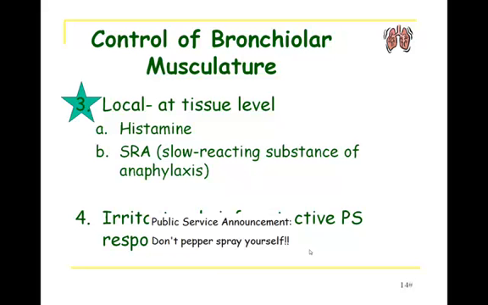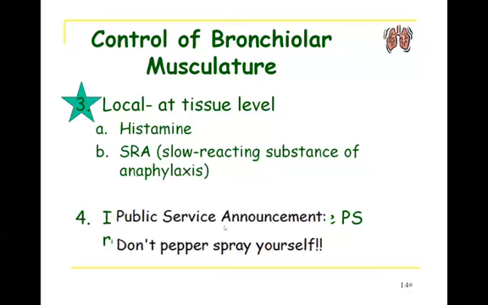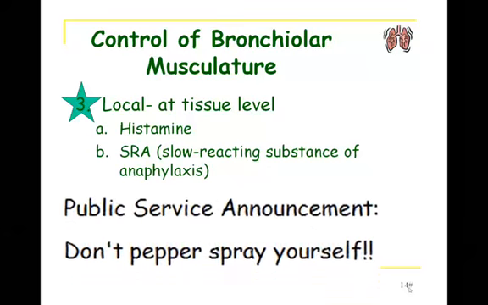But my body's innate response definitely kicked in, and I stopped breathing pretty quickly so that stuff would not make its way down to those airways. Things like various smokes, various aerosols, and different toxins in the air can cause you to close off those airways. So do not pepper spray yourself by any means. Alright, we can stop now with that.